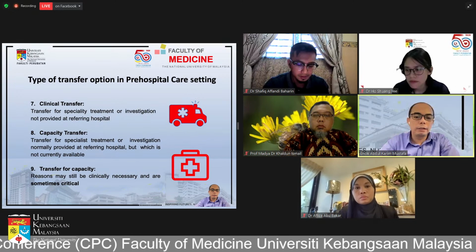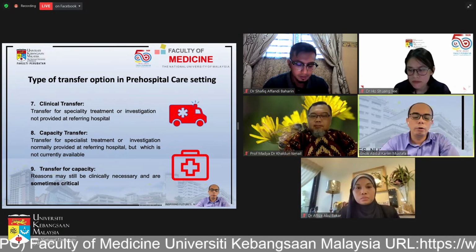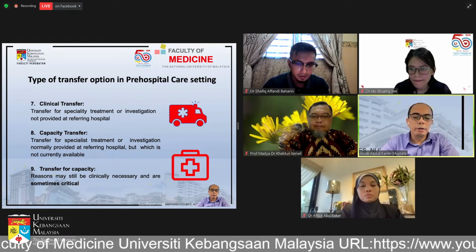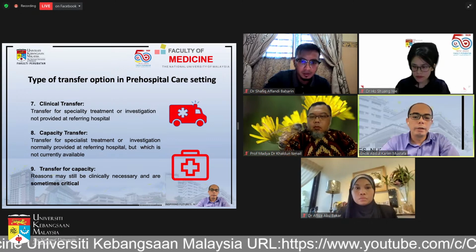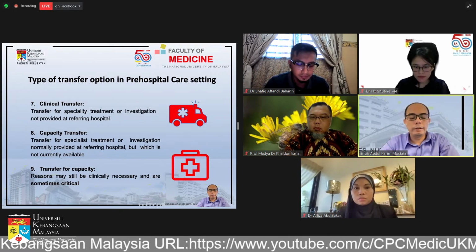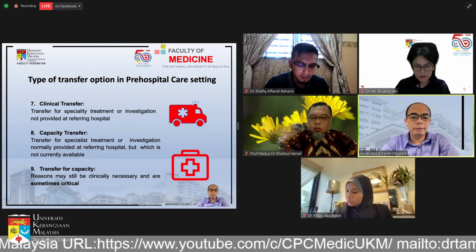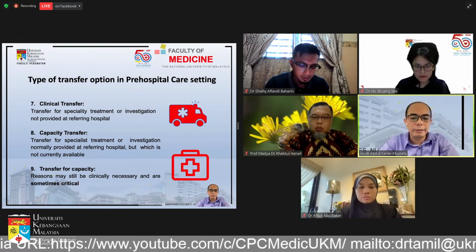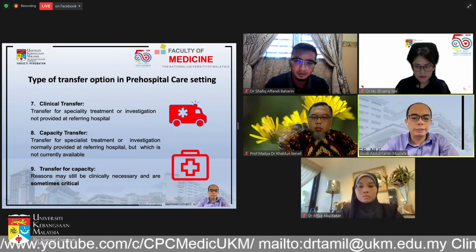So clinical transfer is from the specialty treatment or investigation not provided at the referring hospital. They send for the clinical process only to get a secondary opinion or to get some equipment or things that can improve their decision or the diagnosis. And the capacity transfer is for specialist treatment or investigation normally provided at a referring hospital, but which is not currently available.